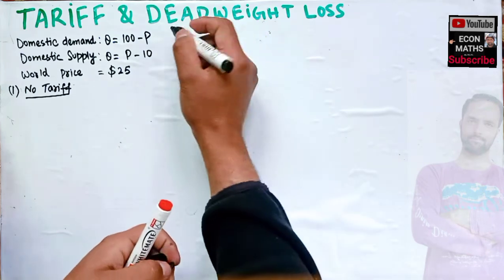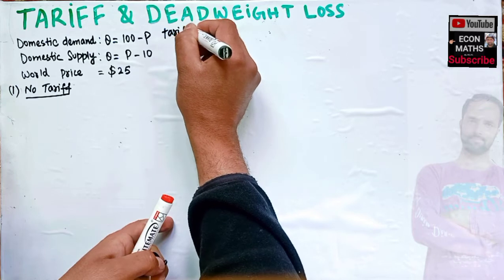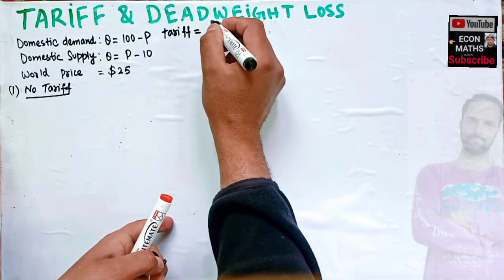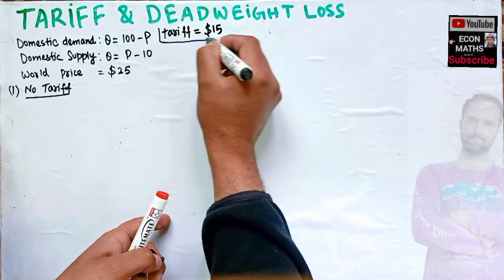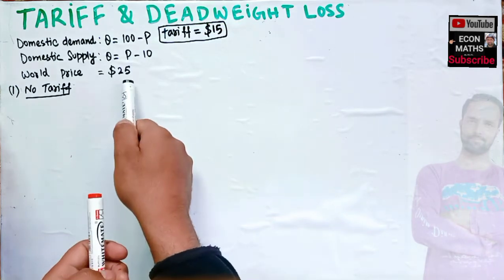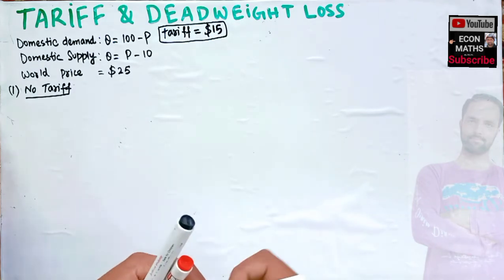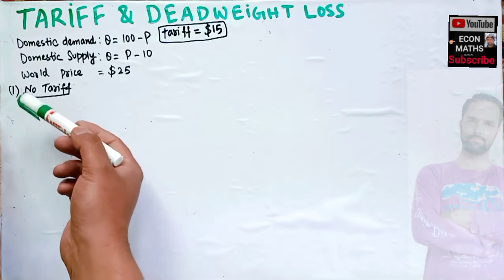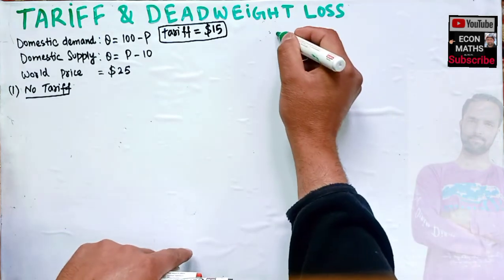So let's say the tariff is equal to $15. World price is 25, tariff is 15. So to calculate the deadweight loss, we will see our scenario in case of no tariff. So let us first draw the graph here.